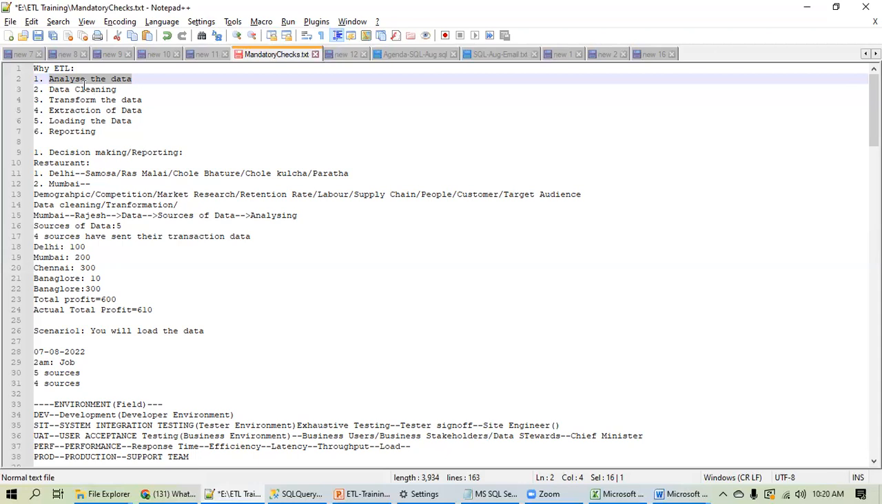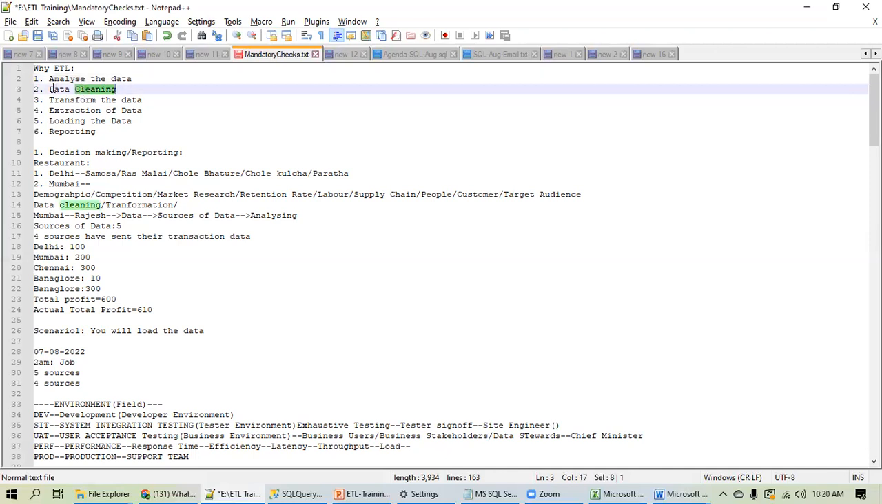So you have to analyze the data. That is why ETL is very important, because if you're not able to analyze the data, you will not understand how your business is performing, and then it is difficult for you to take any strong business decision, right?